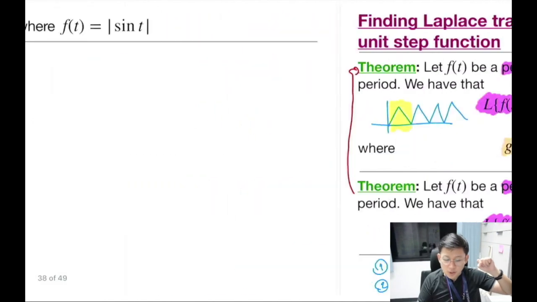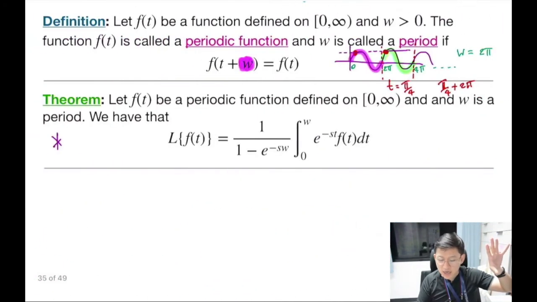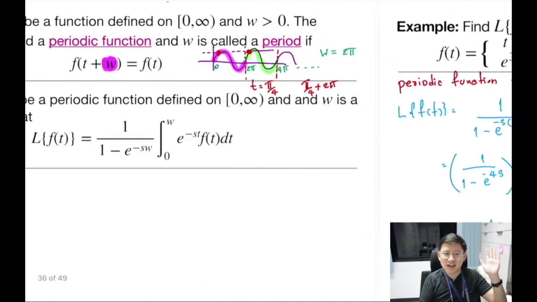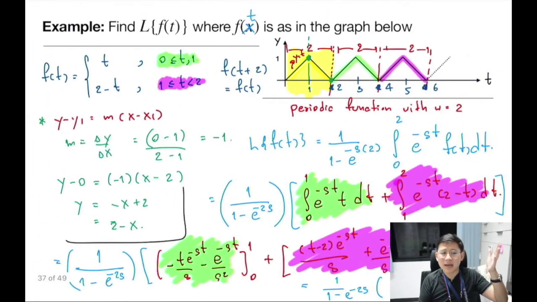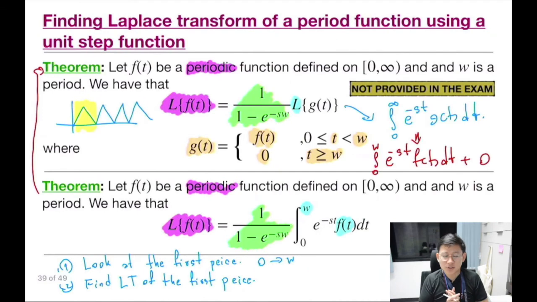Actually these are not the main focus. These are like finding the Laplace transform using the definition, so that's why I went quite quickly and roughly, just to give you the idea. But here is where you need to pay attention. So let's look at some examples.